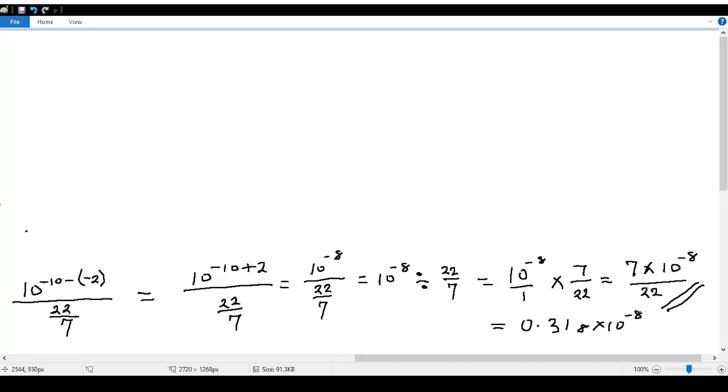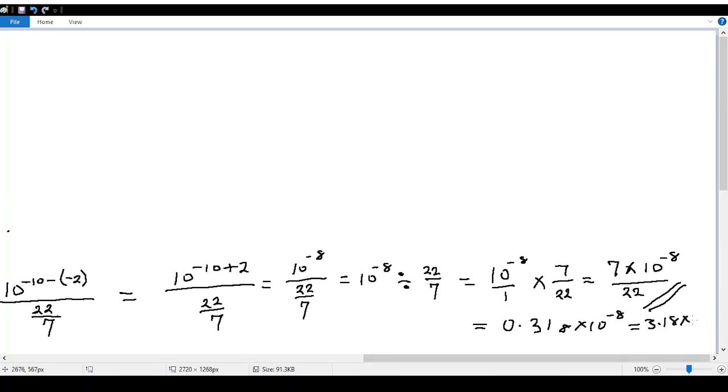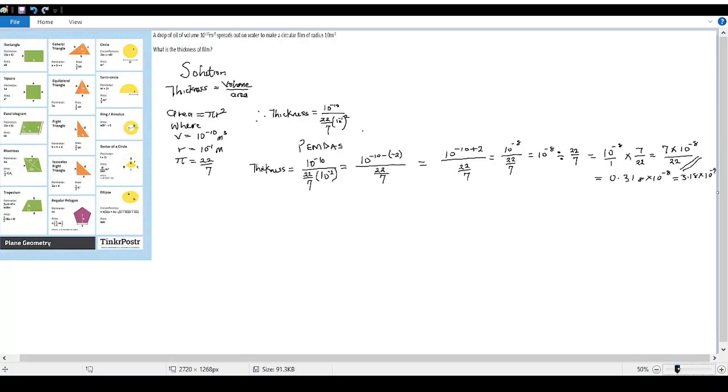You have to make it a lot better. So converting it to a standard form would mean 3.18 times 10 raised to power minus 9. So this pretty much becomes our final answer.